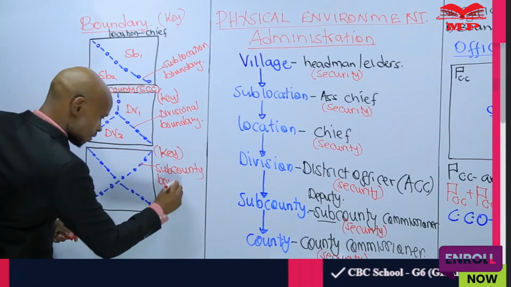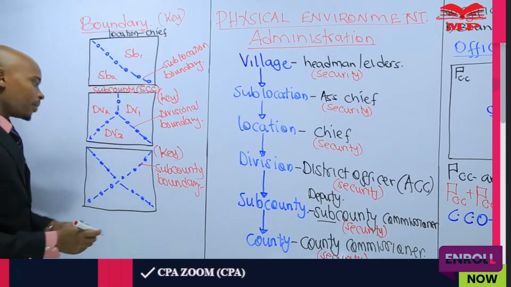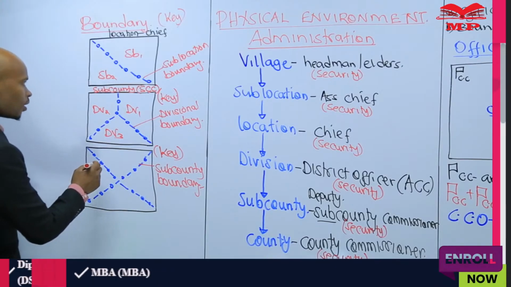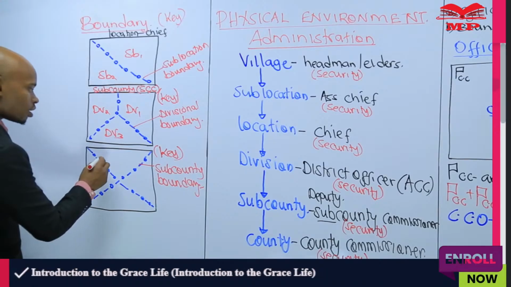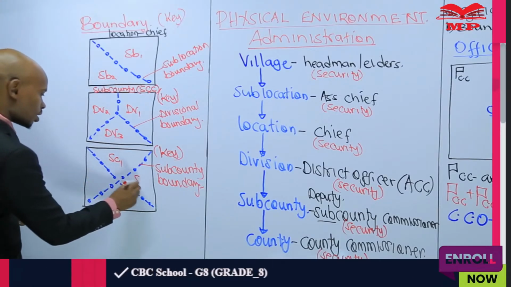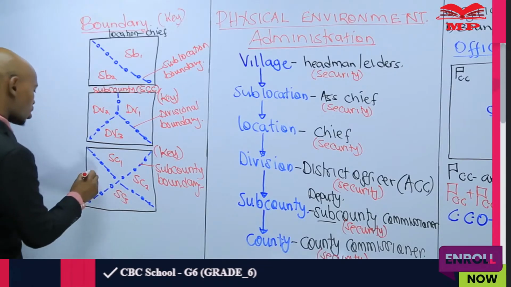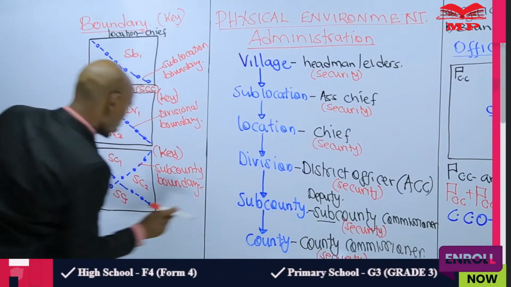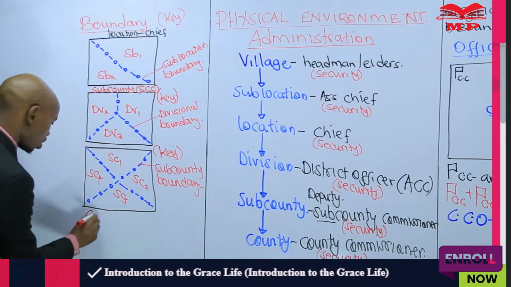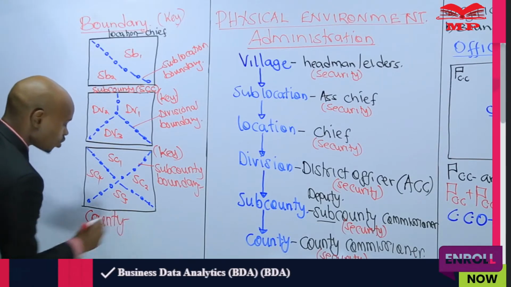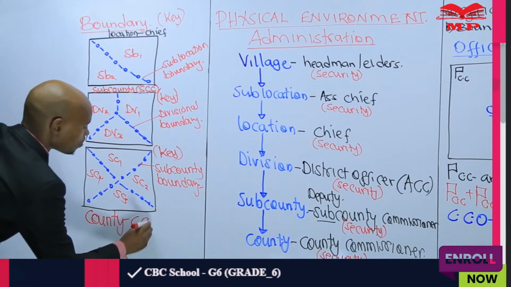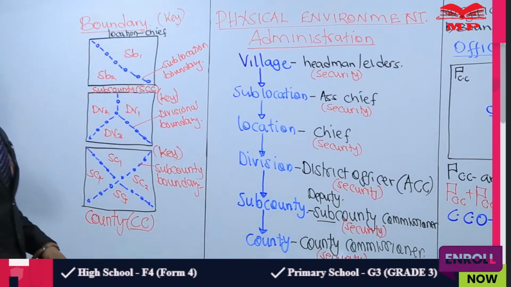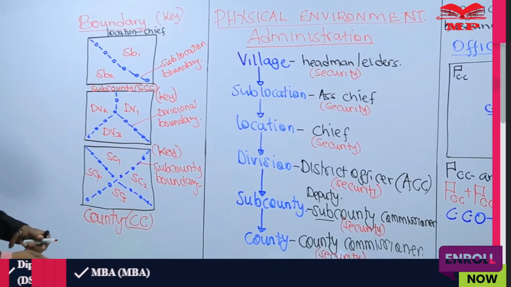The key of this particular map tells you that these are sub-county boundaries. So this one will be sub-county 1, sub-county 2, sub-county 3, sub-county 4. Many sub-counties make a county. So the whole of this area will be a county. And who is the head of a county? A county commissioner, in charge of the security in that area.